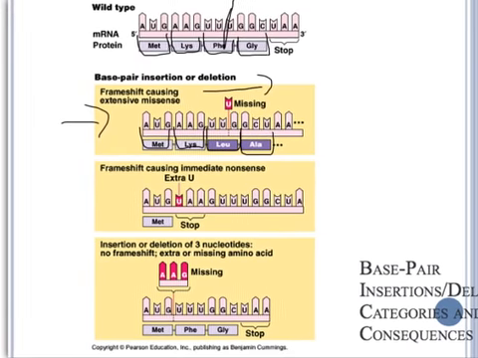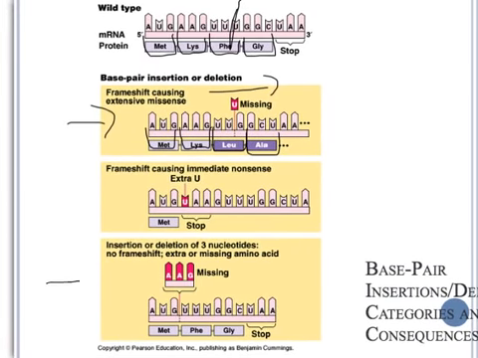Similarly, if we look down at the bottom example here, I'm doing a deletion or an insertion of 3 nucleotides instead of just 1. So again, this one's less harmful because I am not shifting my reading frame. Just like up here where I read UUU and then GGC, I'm still reading UUU and GGC. I've just skipped one whole codon, one whole amino acid.